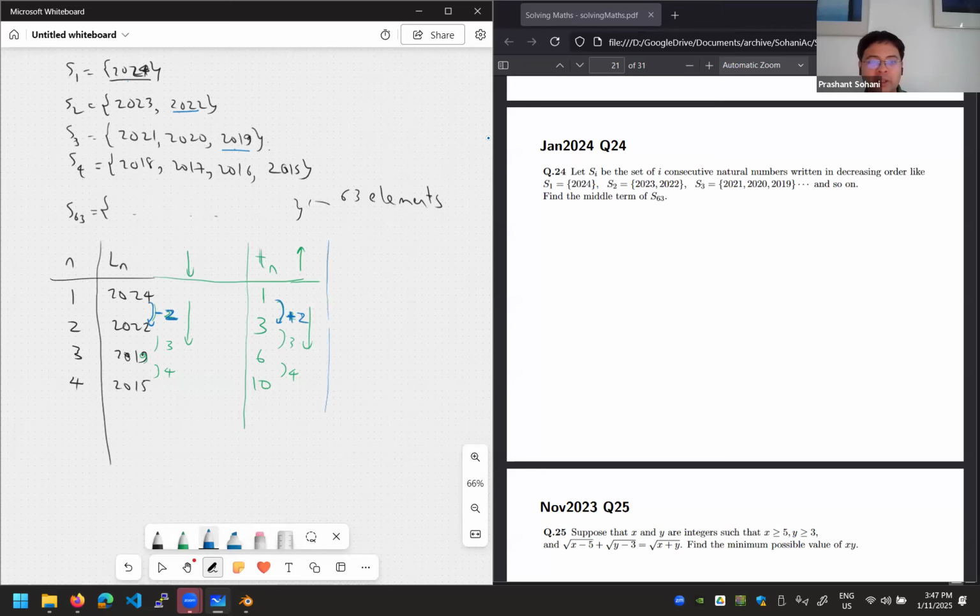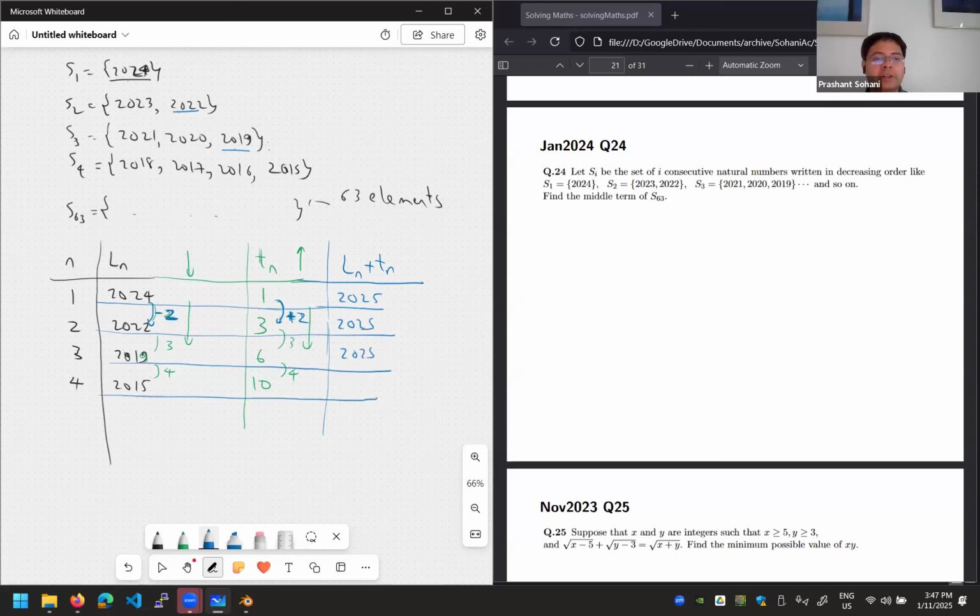So this step, I don't have any explanation for why I thought about doing this. Maybe just by solving so many questions, it comes to me: what if I write the sum of these, for every row? This plus this, how much am I going to get? Second row, third row.